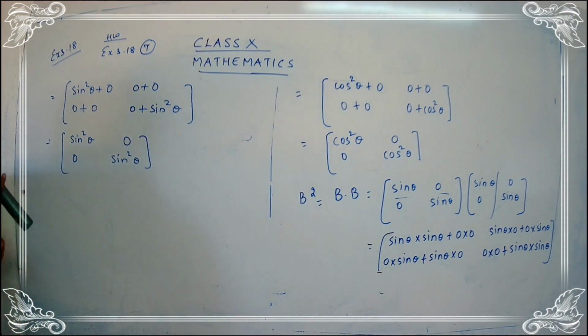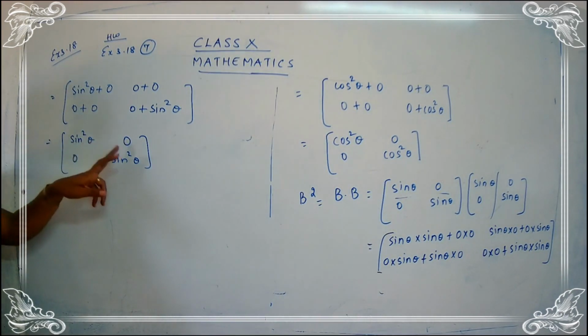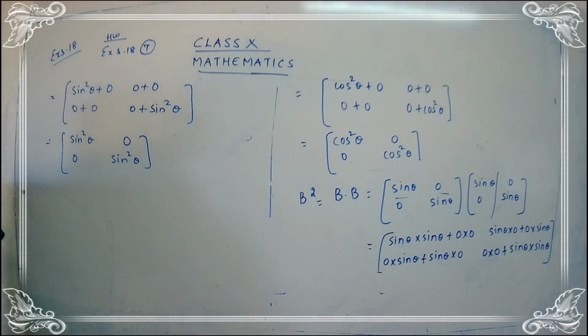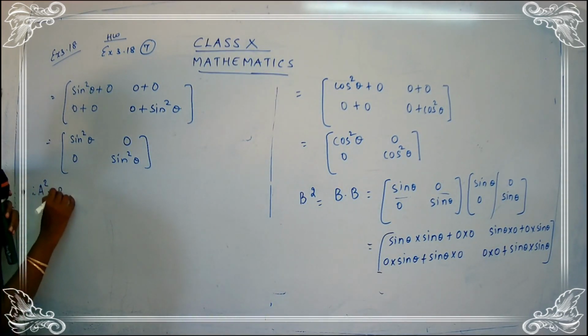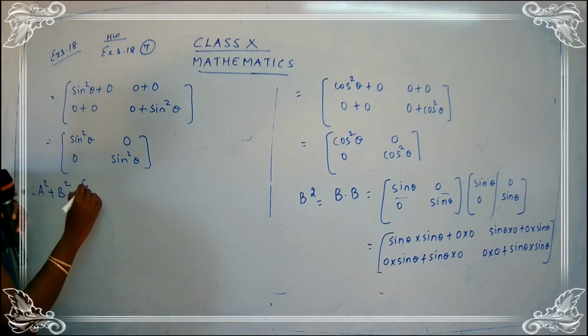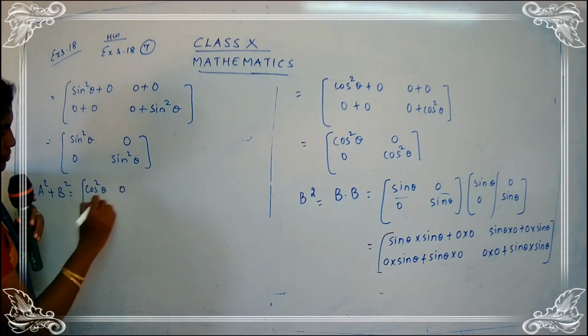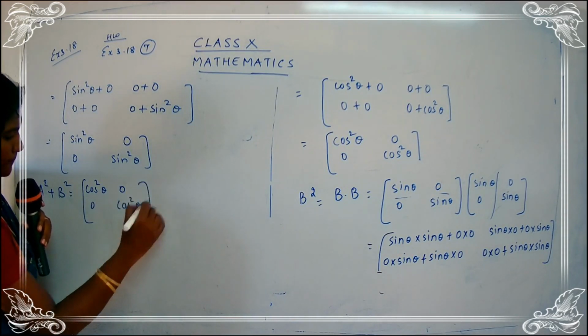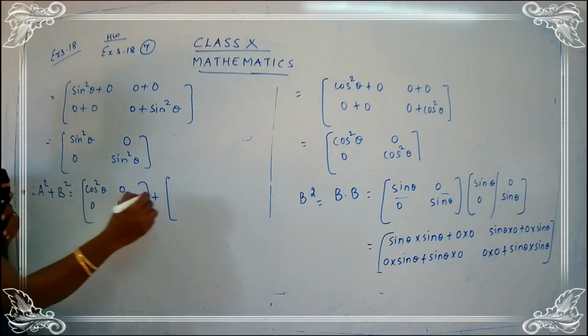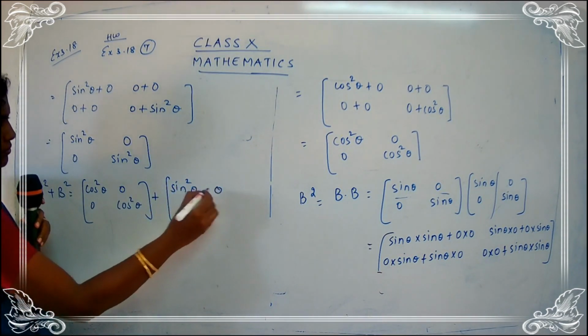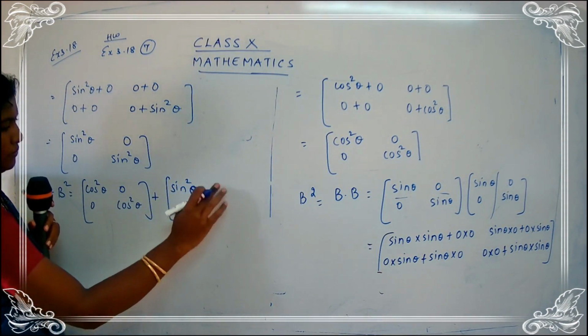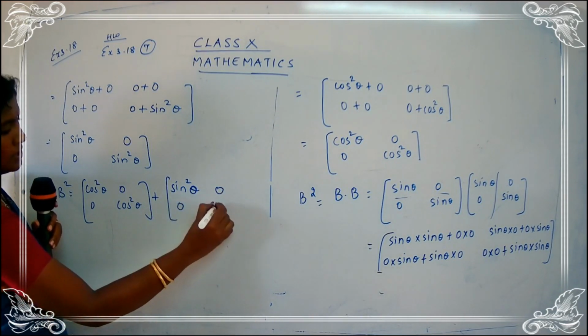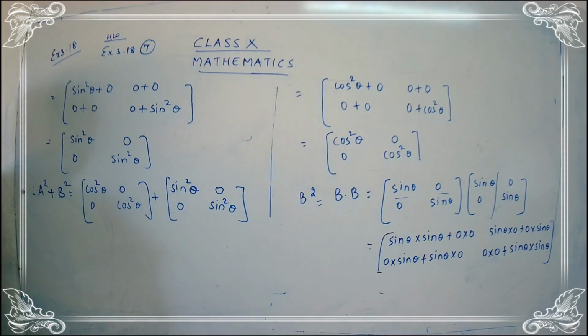So I have found the value for a square and also I have found the value for b square. What is b square? Sin square theta, 0, 0, sin square theta. So we have to find out a square plus b square, right, children? Therefore, a square plus b square is equal to cos square theta, 0, 0 cos square theta plus, take the b square, sin square theta, 0, 0 sin square theta. Okay. So I have just substituted the value for a square and b square.